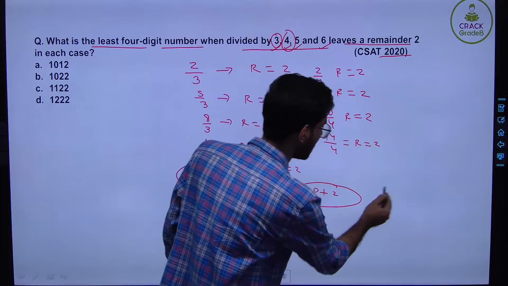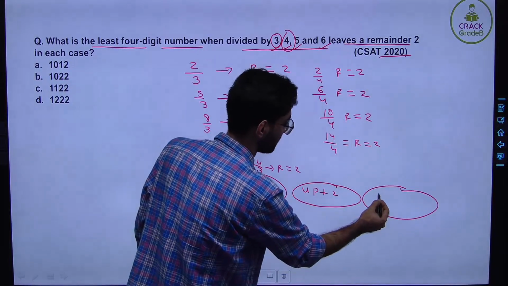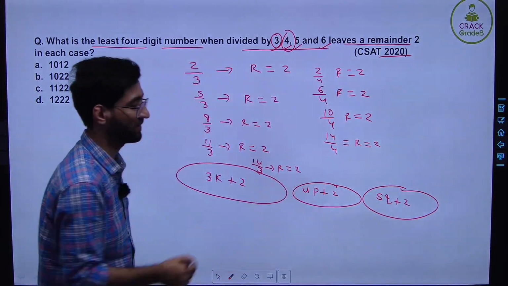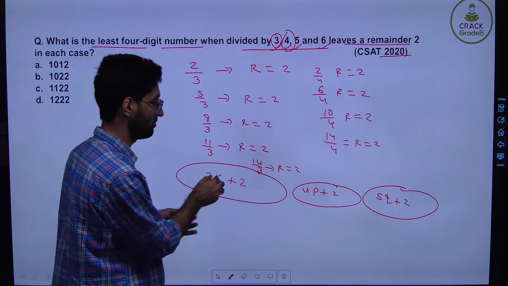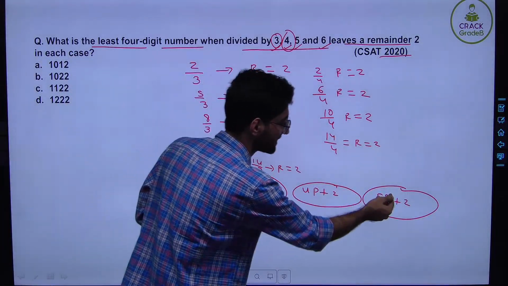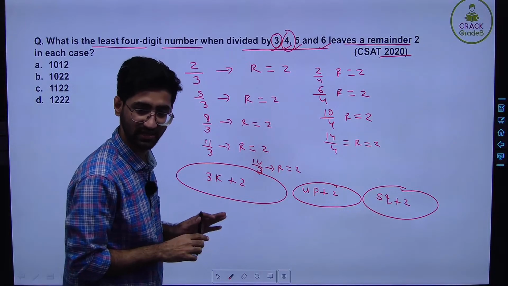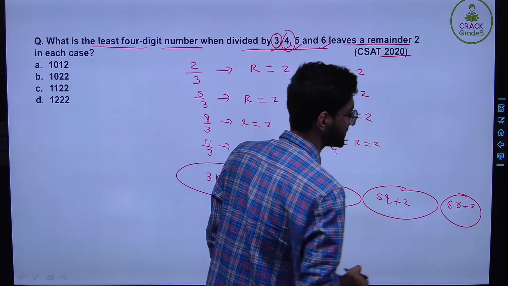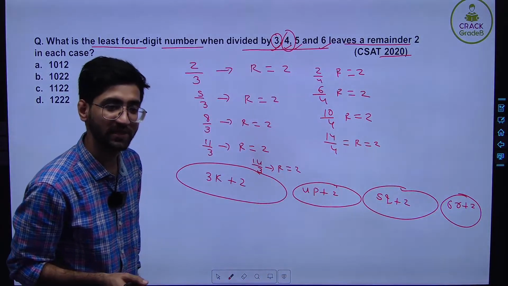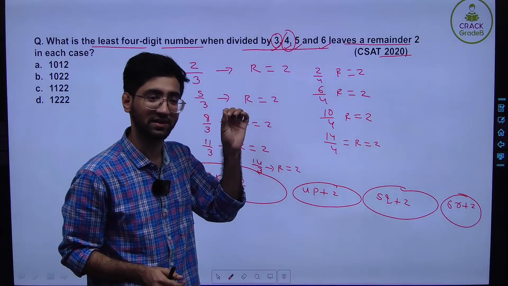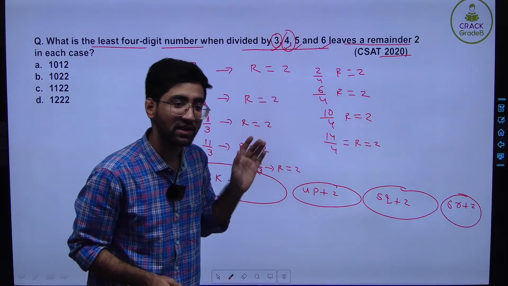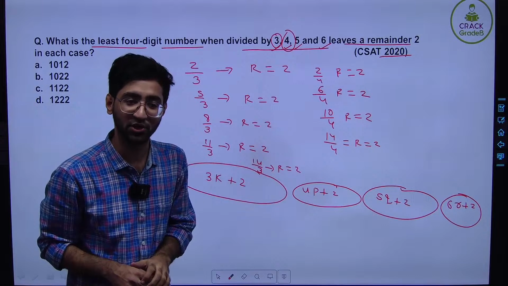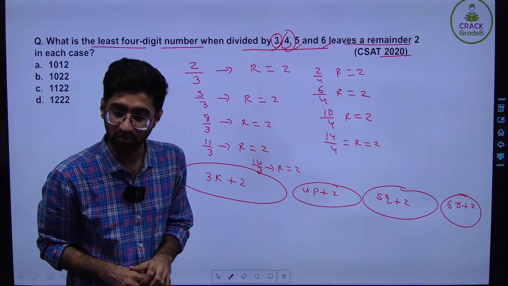Right? Similarly, if you divide a number by 5 and you get remainder 2, that number will be of the form 5q plus 2. See, you are independent. You can call it ABC, you can call it XYZ. You are independent to say, right? Similarly, if you divide that number by 6, that number will be of the form 6r plus 2. So basically, you have to find that number. If you divide that number by 3, 4, 5 and 6, the remainder should be equal to 2, right?